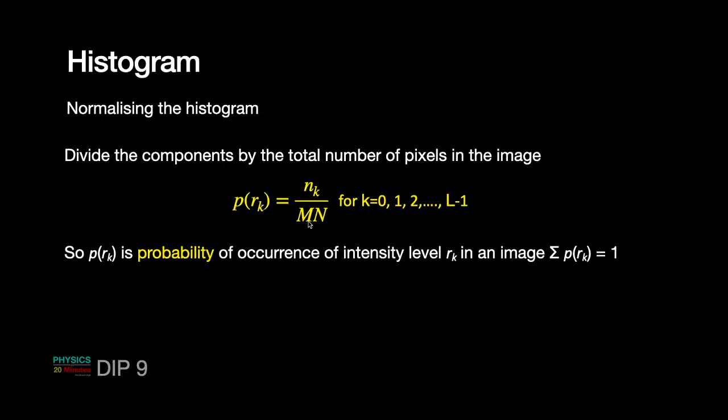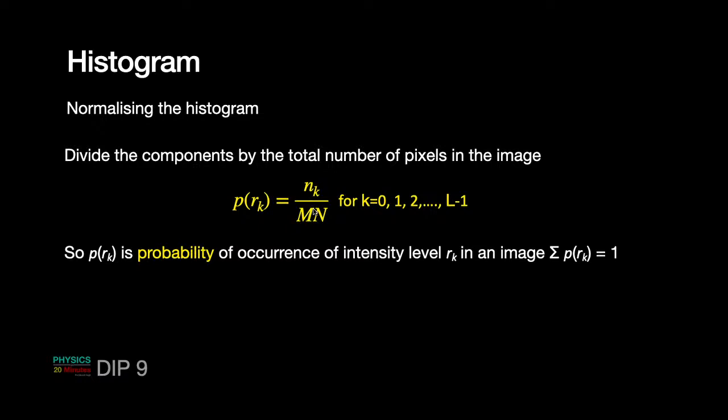Maximum value. Suppose there are m cross n pixels, and let us say that all these m into n pixels are of the same shade. They are the same gray level. In that case, what will be nk for that gray level? Since all the pixels have the same gray level, nk for that gray level is also m into n, isn't it? And therefore, m into n divided by m into n will give you 1. So the maximum value of this ratio for any gray value's histogram is 1.